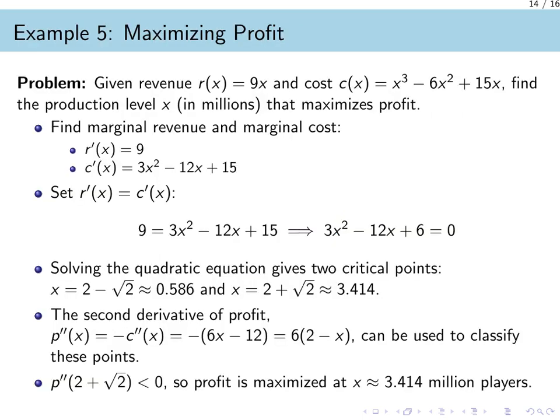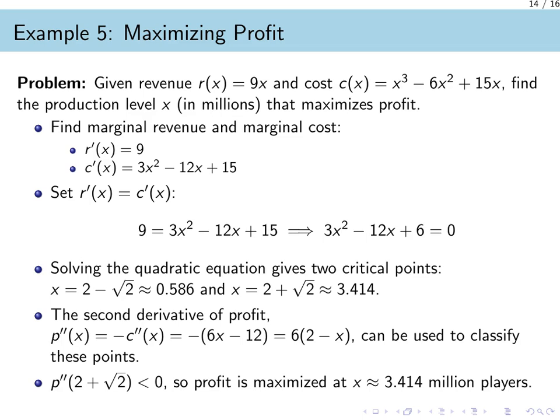revenue from selling it. Let us apply our profit maximization rule to a concrete example for a company making MP3 players. The first step is to find the marginal revenue and marginal cost by taking the derivatives of our given functions. We find a constant marginal revenue of 9 and a marginal cost of 3x squared minus 12x plus 15. Setting these two expressions equal to each other gives us a quadratic equation, which we solve to find the two critical points where profit could be at a maximum or a minimum.